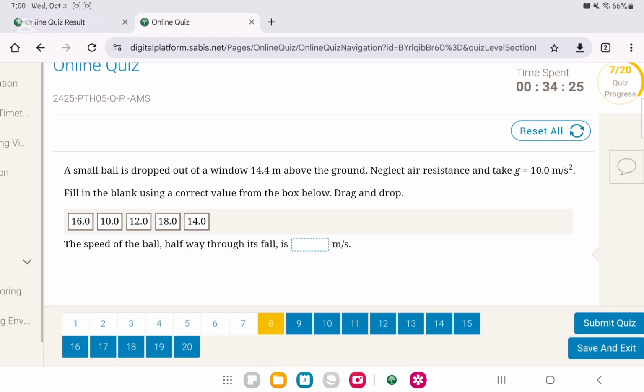A small ball is dropped out of a window 14.4 meters above the ground. Neglect air resistance and take g equal to 10 meters per second squared. Find the speed of the ball, V final, halfway through its fall.